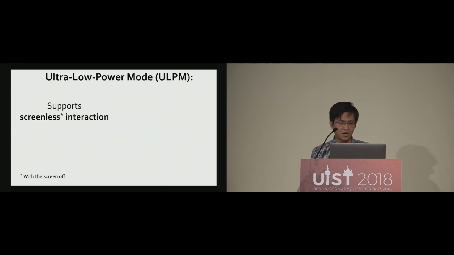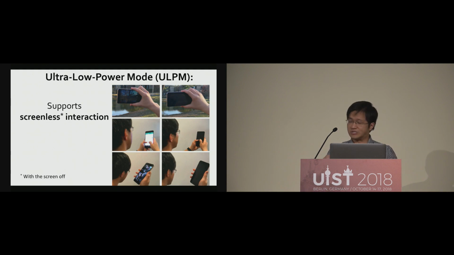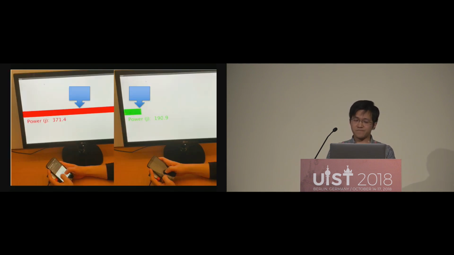In order to minimize the power consumption by the screen, Ultra Low Power Mode supports screenless interaction. What screenless means is that you can still interact with your cell phone with the screen turned off. As we mentioned, we mainly focus on those three use cases: using the camera, the text entry cases, or playing online video. Why screenless? The screen is just blank, just turned off, but you're still able to interact with it. So here is a short demo video about how it works.